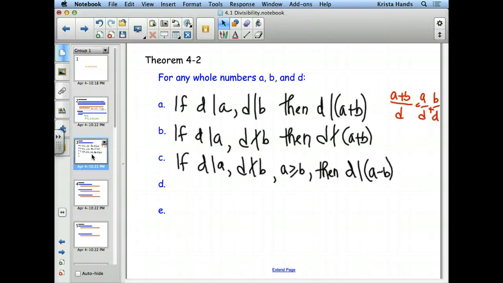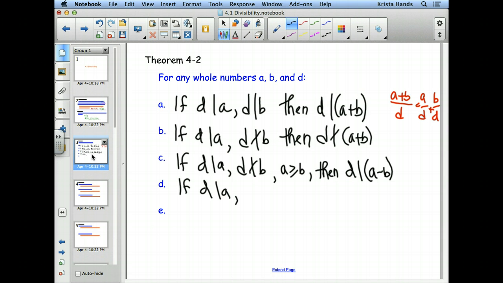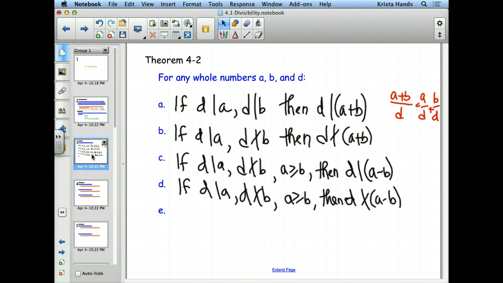And we can do the same sort of statement that we did on part B. So if D divides A and D does not divide B, and again A is greater than or equal to B, then D does not divide A minus B for the exact same reason. So let's say again that D is 2, and A is an even number, say 10, and B is 5. Well, let's do 3. So if 2 divides 10, that's good. 2 does not divide 3, right? Then 2 is not going to divide 10 minus 3, which is 7.